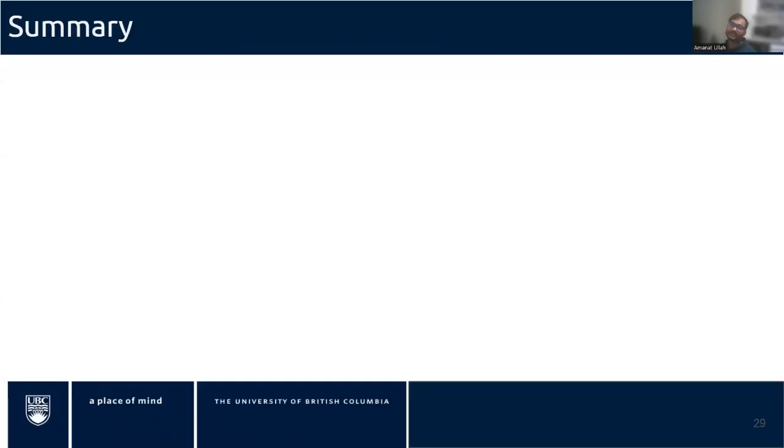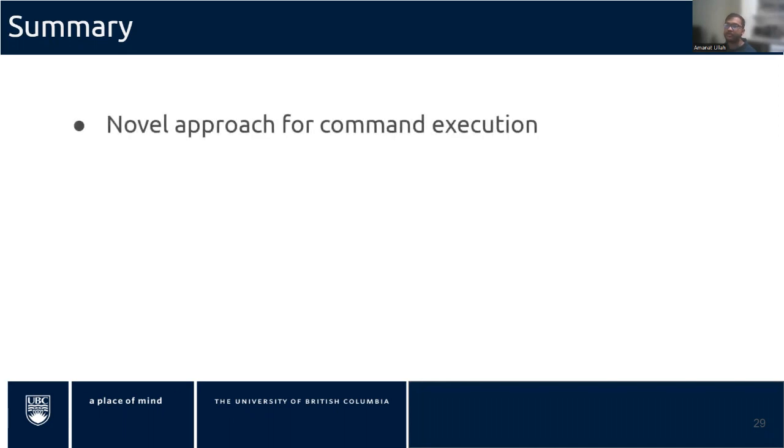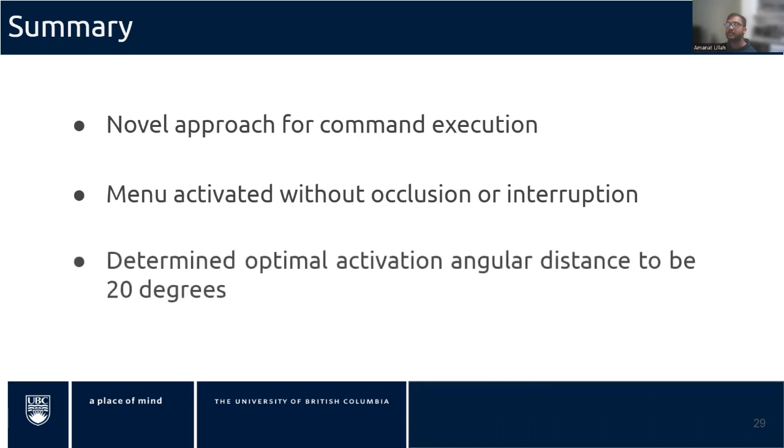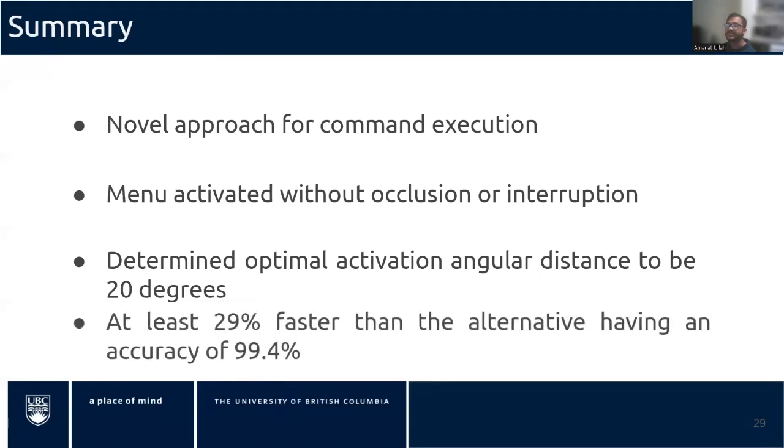So to summarize the research, the Holobar is a novel approach for command execution, and it offered a multi-level menu selection, which can be activated without occluding the user content. The most suitable distance for activation was found to be 20 degrees. And finally, it was faster than the HoloLens by at least 29%, with a success rate of 99.4%.